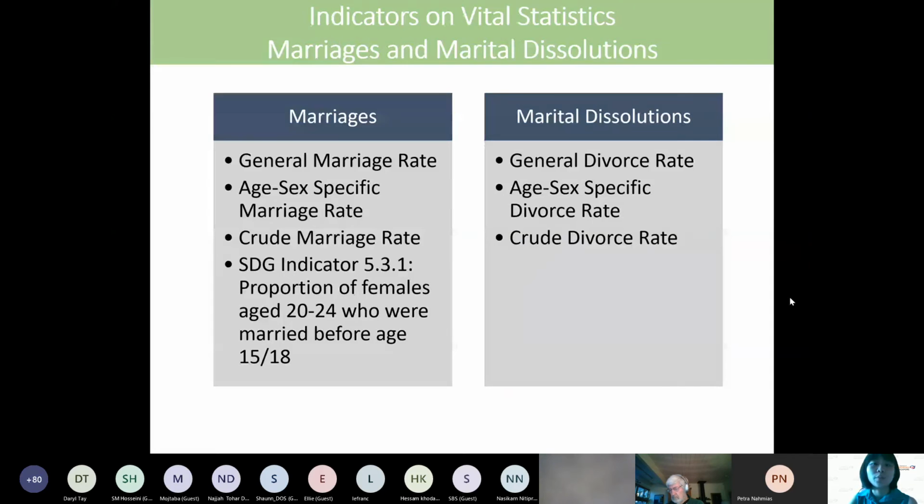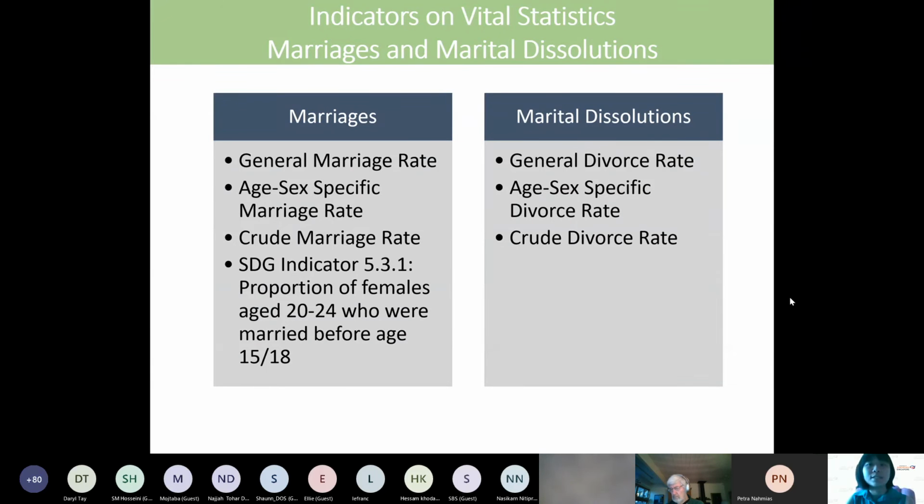Moving on to the topic on marriages and marital dissolutions, these are some of the standard indicators we compile using administrative data. The SDG indicator on proportion of females aged 20 to 24 who were married before ages 15 and 18 are also compiled using the population register and administrative marriage records.